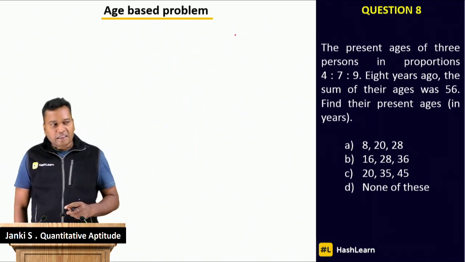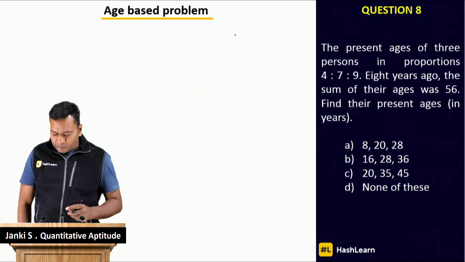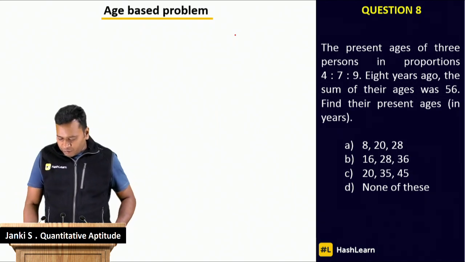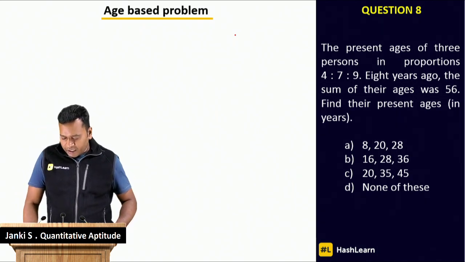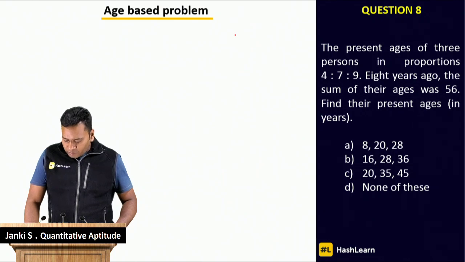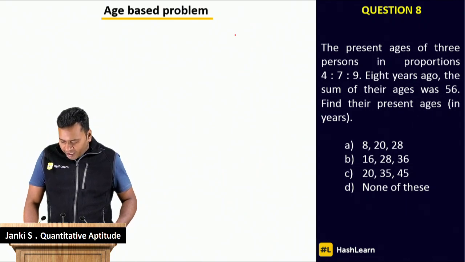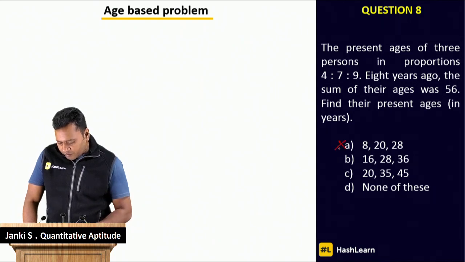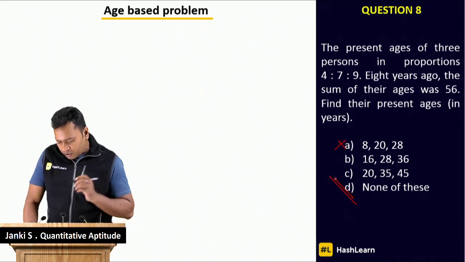Question number 8. The present ages of 3 persons are in proportions 4 is to 7 is to 9. 8 years ago the sum of their ages was 56. Find the present age. Right. So again I can go by the options because the numbers should be in the ratio of 4 is to 7 is to 9. So first one is not in the ratio of 4 is to 7 is to 9. But I have an option as none of these also.